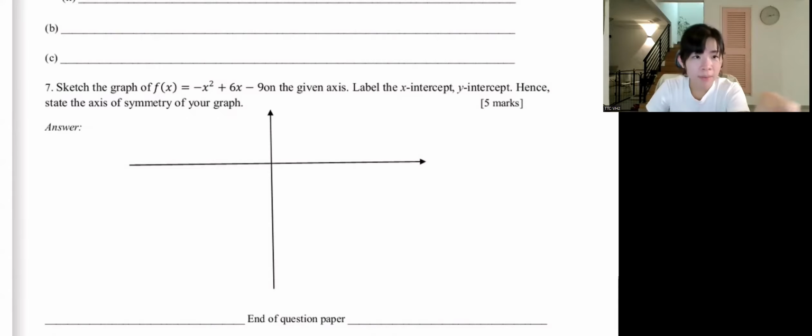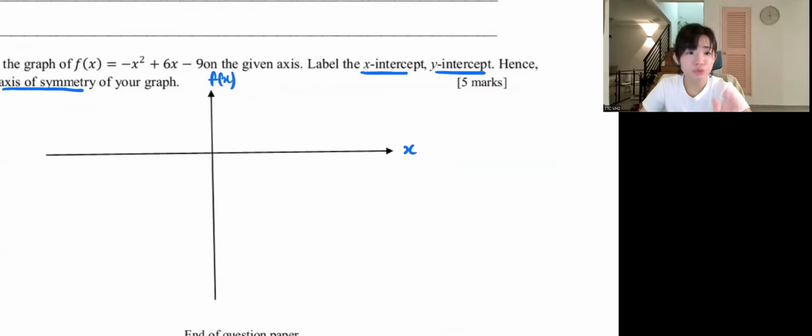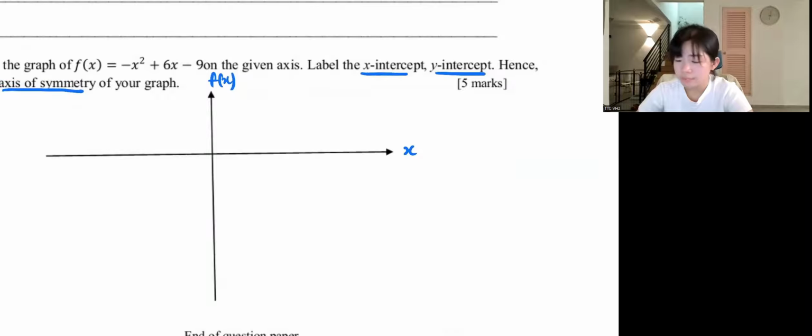Okay, you draw this axis on paper. There's a T, X, Y. This one X, this one f(x). You need to label the x-intercept, y-intercept, and find the axis of symmetry. So first thing, if you want to draw a graph, you need to know the shape. The shape is a happy or sad face.